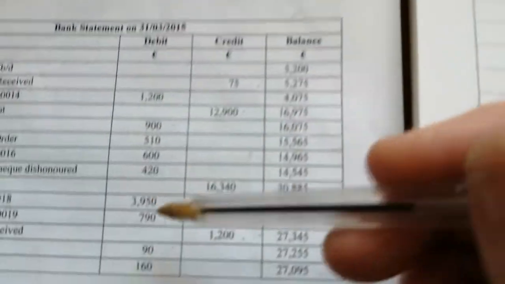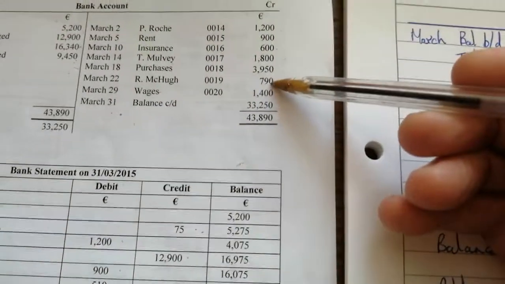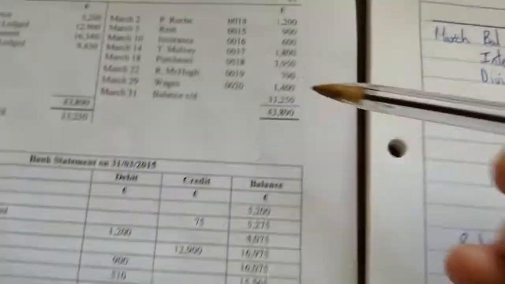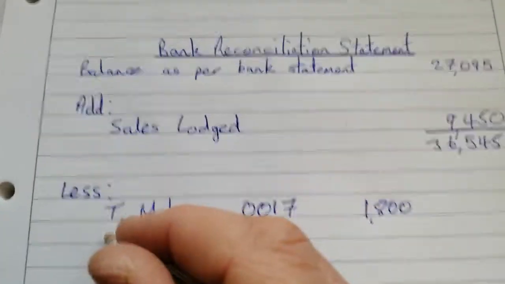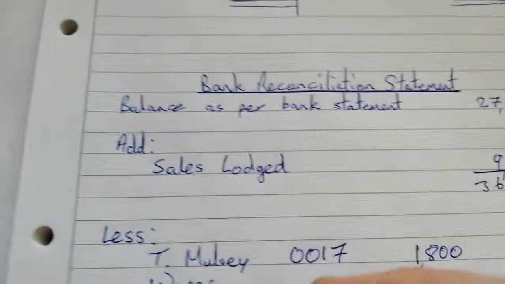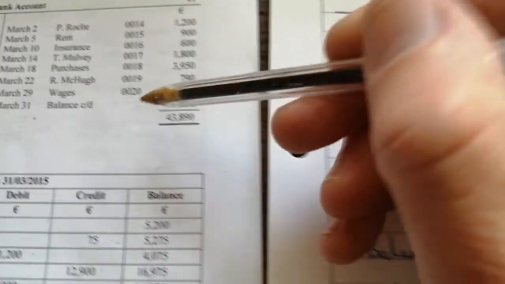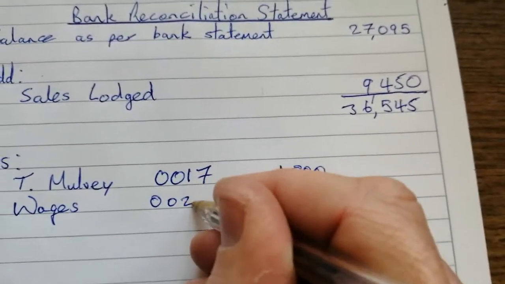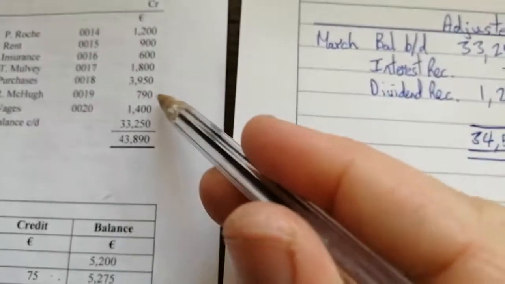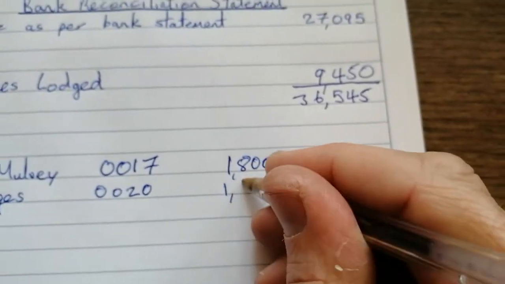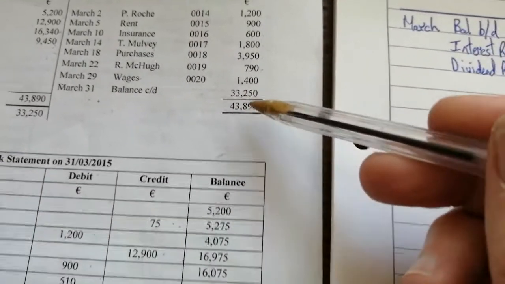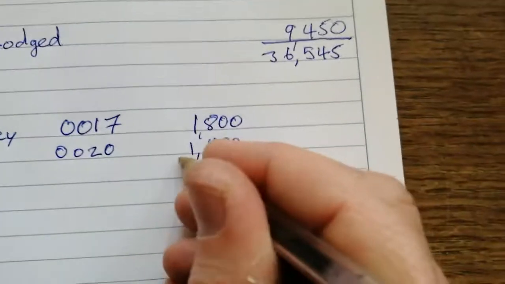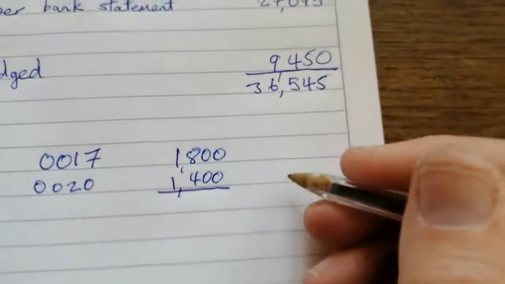Okay, so the next thing is we had the 1800. The purchase is 3950, 790. Okay. 1,400 in wages, no sign of the 1,400, so that'll be our next thing. It was wages. Get the check stub number, which was 0020, and the amount was 1,400. Let's just check to see if there's any more. Oh well, that's it anyway, because you're down to the balance at the end, so you don't need to check that. So adding the two of those up, that's going to be 3,200.